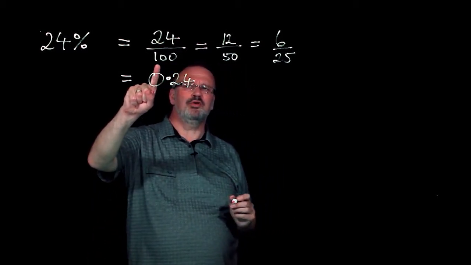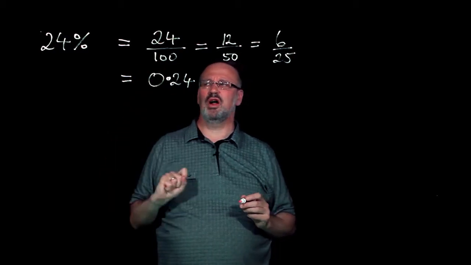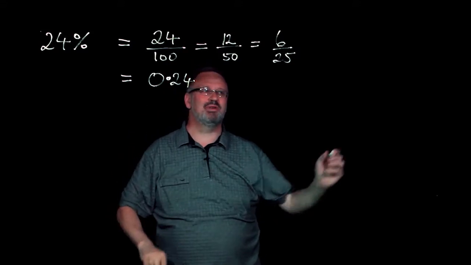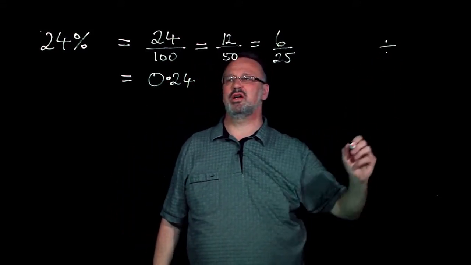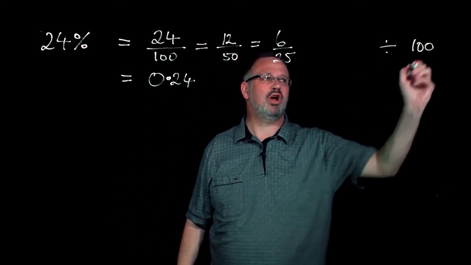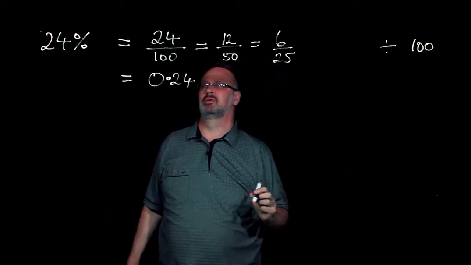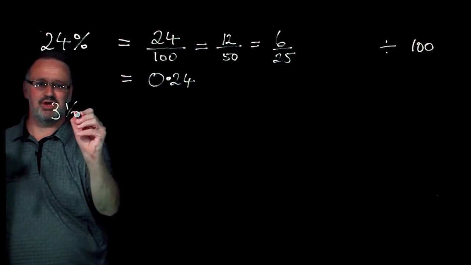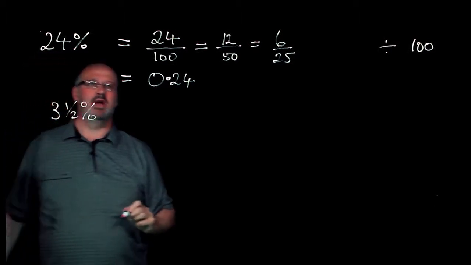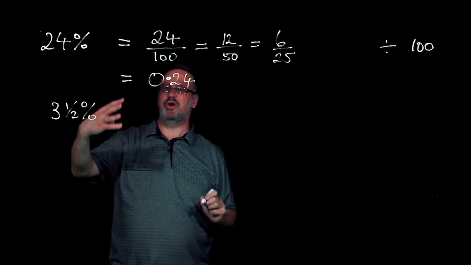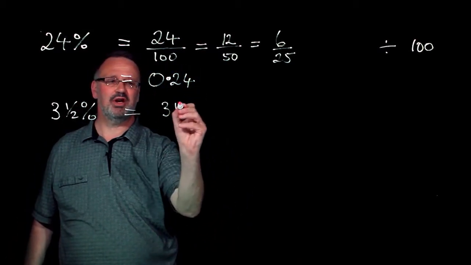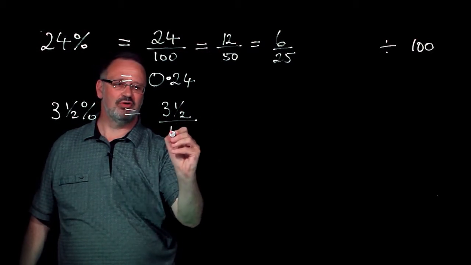And here, this interim step of 24 over 100, what have I actually done? Well, the over means divide, and 100. Now, I want you to remember that. Let's take a more complex problem, 3.5% perhaps. And my interim step again, percent means out of 100. So I can say this is 3.5 out of 100.